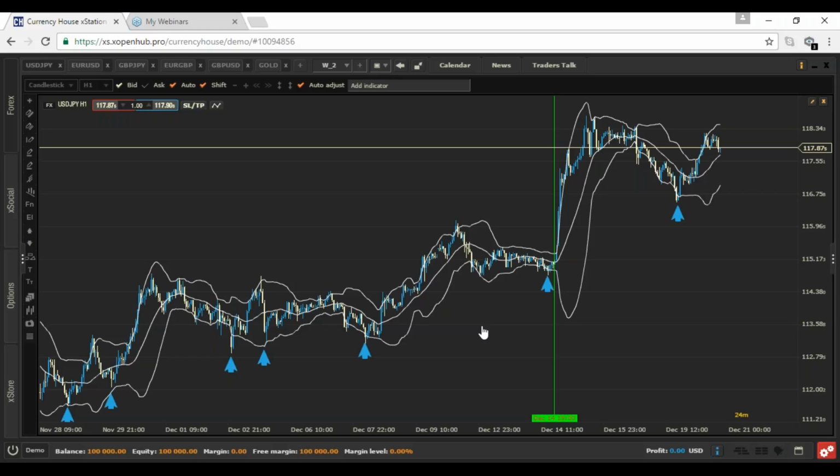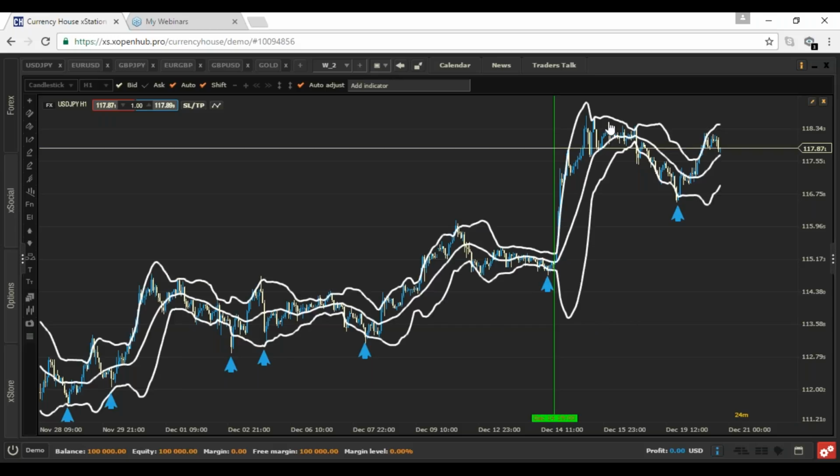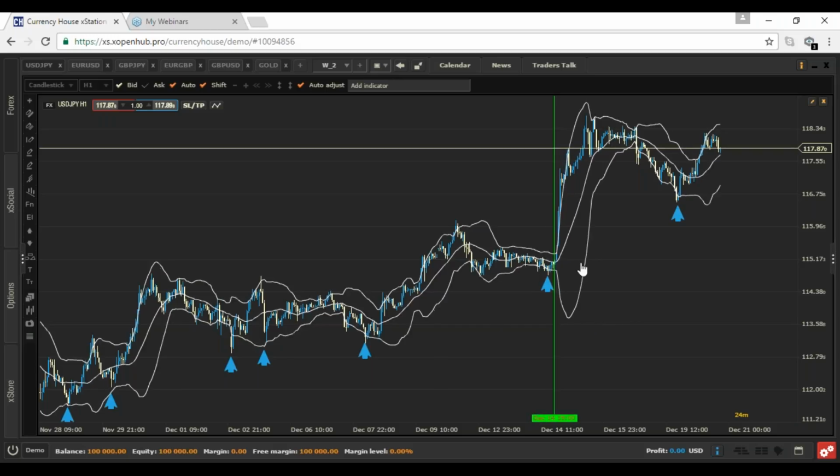What else this indicator can show you is the volatility. When the distance between the lines, the upper line and the downside of the range, is low, it means that we have low volatility. In this case, for example, we have high volatility, when these lines are going in opposite directions. So this indicator helps you to determine the volatility.